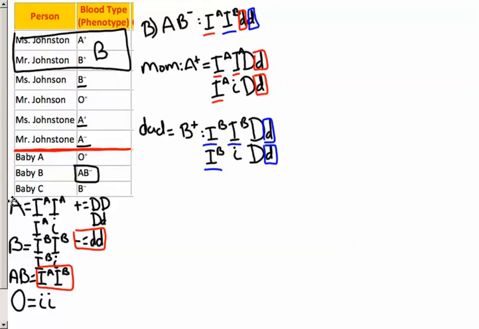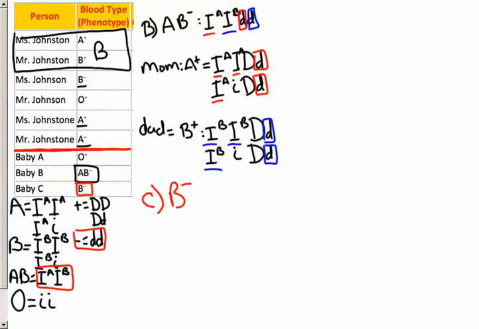Baby C has the blood type B negative. So, let's take a look. Can the Johnstones have baby C? No, because the mom has an A plus and the dad has an A negative. Baby C will never be able to get the IB allele.